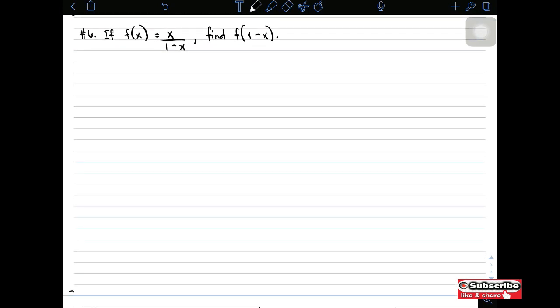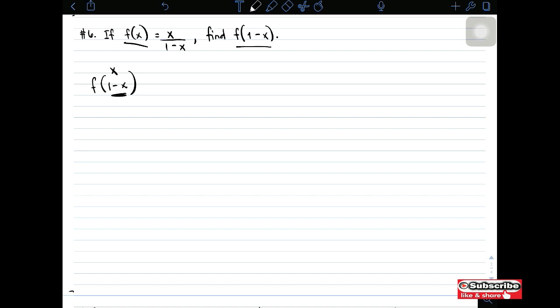Ito. Napansin ko lang, maraming mga estudyante ang hindi pa rin kaya mag-evaluate ng function. So we have here a function, f of x is equal to x over 1 minus x. And yung kailangan natin evaluate, we need to find f of 1 minus x. So in this case, explain ko lang na mabuti ha, if you have f of 1 minus x, yung nasa loob ng parenthesis natin, this is our input. Or, in other words, this will be the value of x. Ayan yung ipapalit natin sa function, sa x.